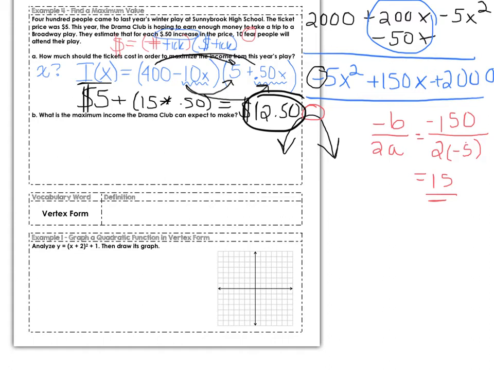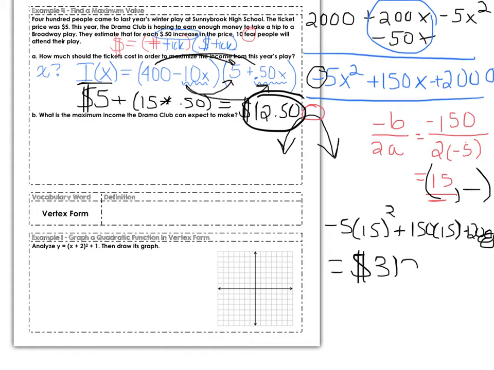Now, notice that part B asked for the maximum income. Income was our function of y, so we're just trying to figure out what the y coordinate is at my vertex. So all I need to do is plug my x value of 15 into my equation, showing all my work here, plus 2,000. Oops, that looks like 2,008. Oopsies. And when I plug that in, I get a grand total of $3,125, all because they increased their total ticket cost by $7.50.